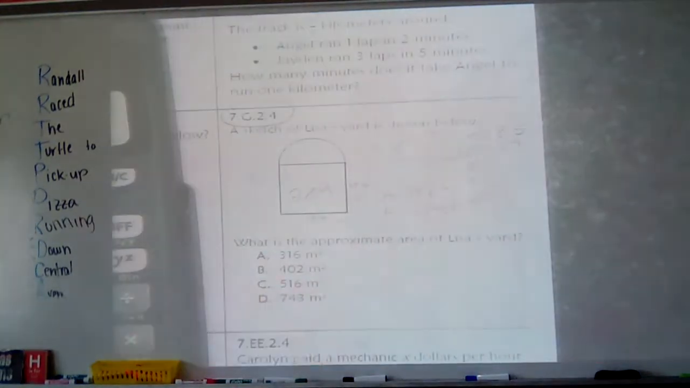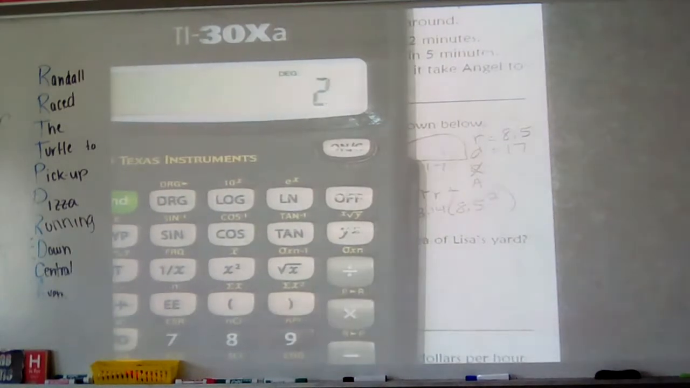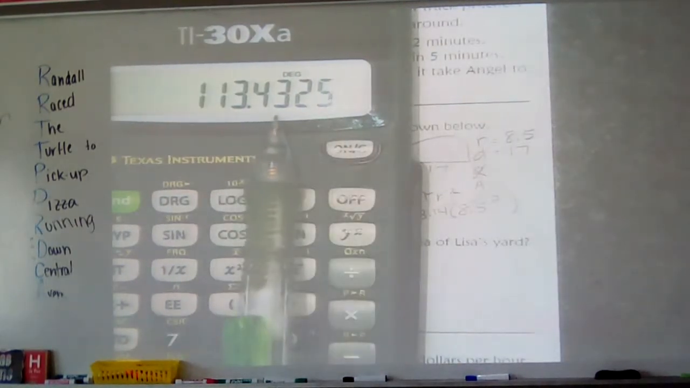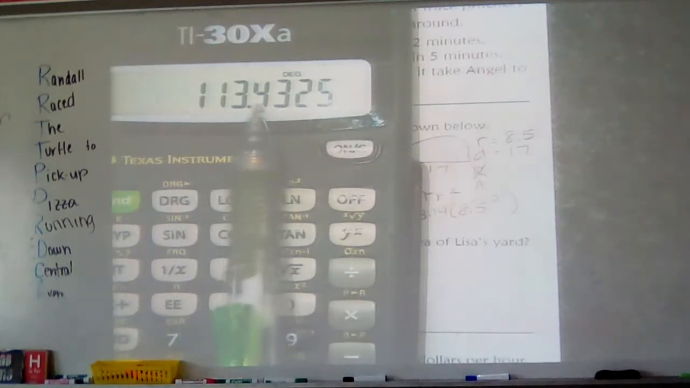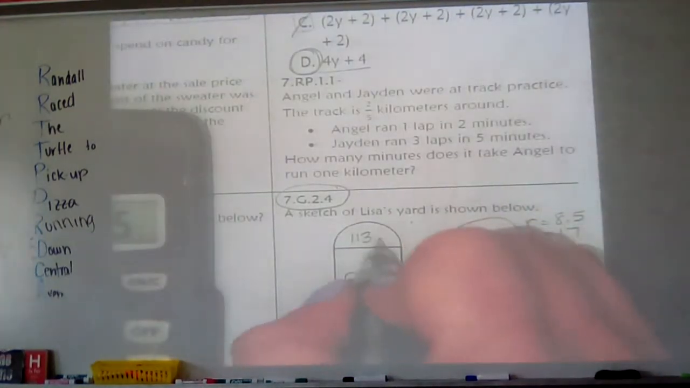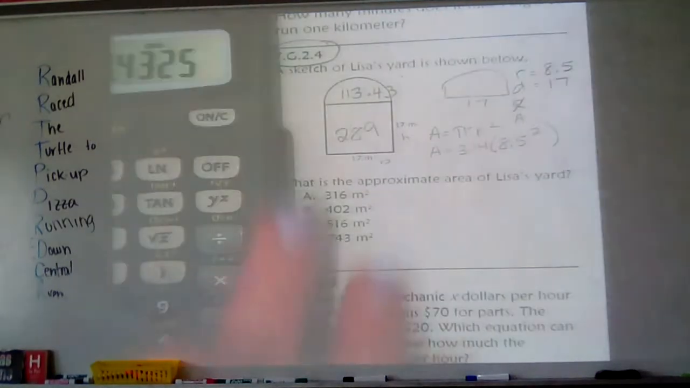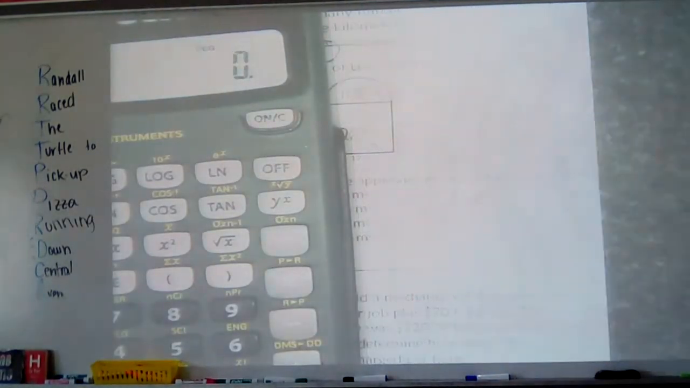We don't want to know the area of a circle. We only have a semicircle. So I need to divide that by 2 to figure out what just half of my circle is. I'm going to round this to the nearest hundredth. So it's 113 and 43 hundredths. So now we need to find the total area of my composite shape.